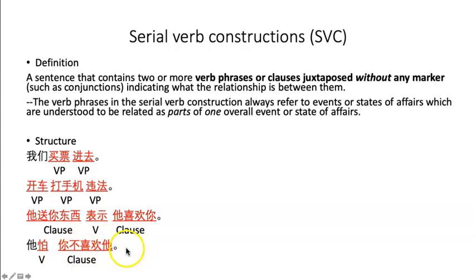The fourth sentence, 他怕你不喜欢他. 怕 is a verb. 你不喜欢他 is a clause. 他怕你不喜欢他. In this case, the verb or verb phrase and the clause are directly juxtaposed and indicating a certain relationship between them. So this is what we call the serial verb construction as well.